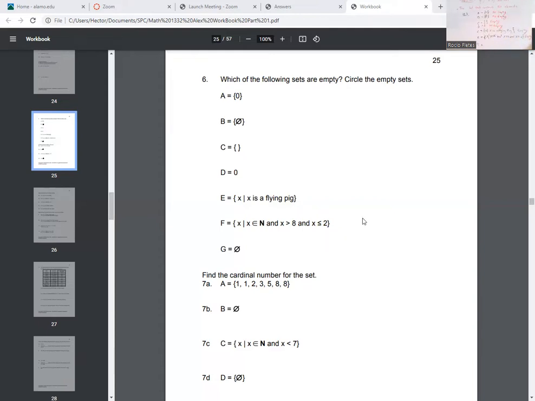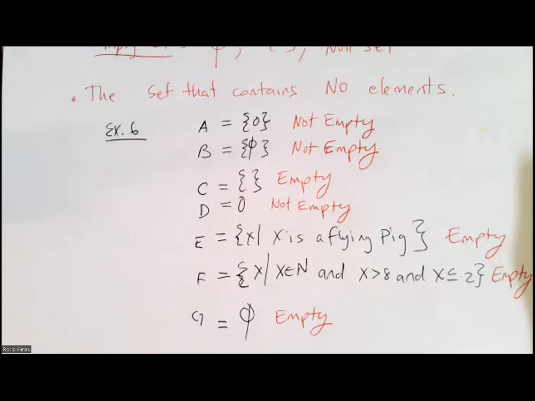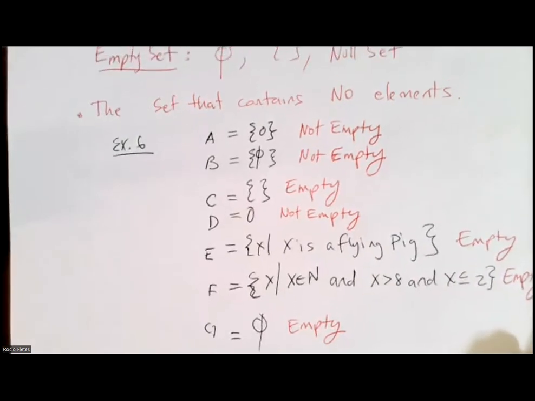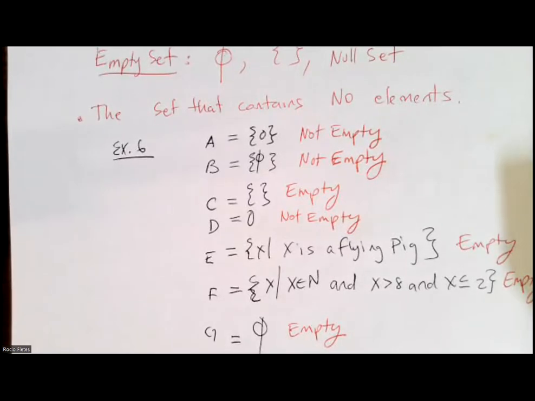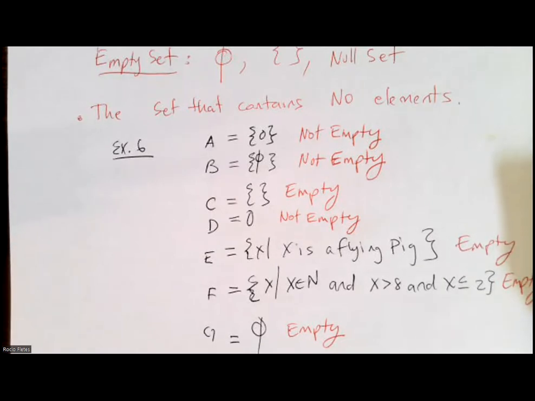That's an empty set. And then G, that's the notation for empty, so that is an empty set, right? And so let me stop sharing here so you can see what I wrote. So go ahead and take a look at what I wrote here. These are the answers here. And while you do that, I'm going to look at the next question here.